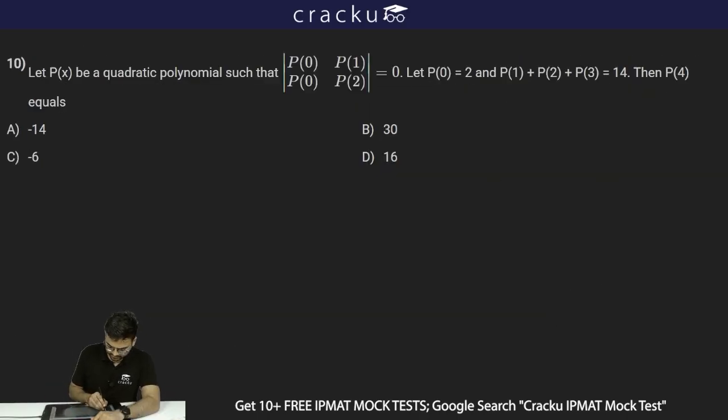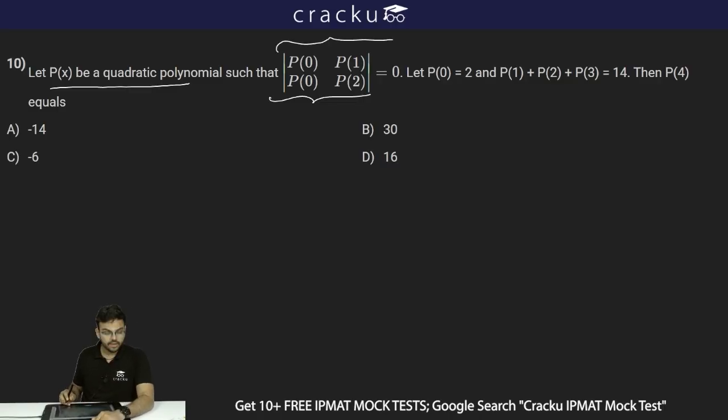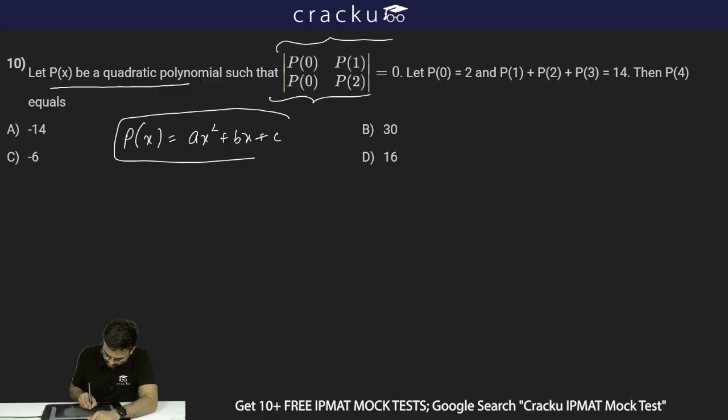Then in the next question it is given, let p(x) be a quadratic polynomial such that the determinant of p(0), p(1), p(0), p(2) is equal to 0. First of all, it is given that p(x) is a quadratic polynomial, so I can assume p(x) is equal to ax square plus bx plus c. I'll assume this as my quadratic polynomial. It is given that p of 0 is equal to 2. So I'll find out what p of 0 is. I'll substitute x with 0. So this will be 0, this will be 0, and I am only left with c. So I am left with 0 plus c is equal to 2.